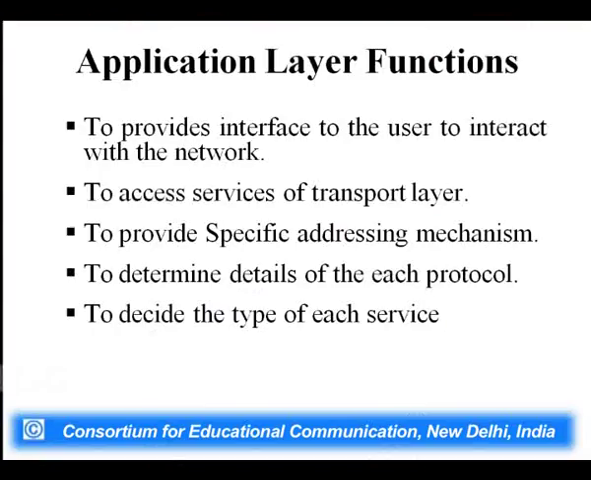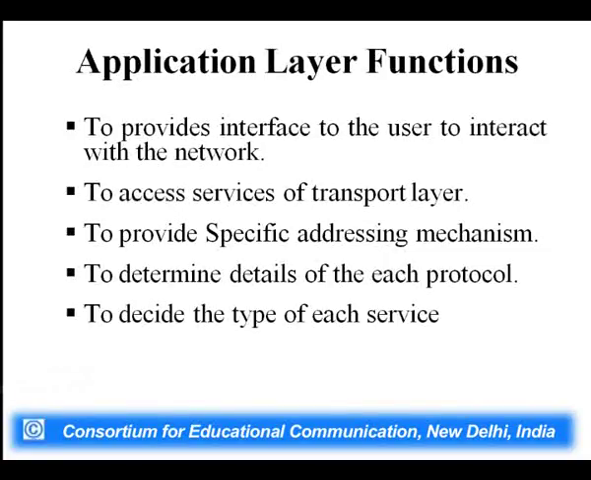Now, what functions does it provide? How will these objectives be fulfilled? These objectives will be fulfilled by providing certain functions. One of the functions is that it provides an interface to the user to interact with the network. That means, when the user has to transfer some data and has to use the network, how will the user interact with the network? He will interact through a certain interface. So the application layer basically provides an interface to the user to interact with the network. That is one function it has to perform.